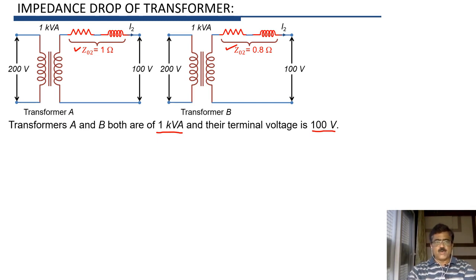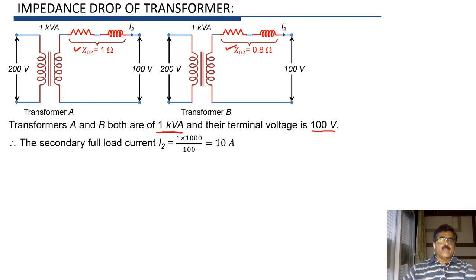Let us see how. So in both the transformers, we can calculate the secondary full load current. So what is the secondary full load current I2? It is kVA rating, that is 1 into 1000 divided by secondary terminal voltage V2, that is 100. So it is equal to 10 ampere. So in case of transformer A, secondary full load current I2 is 10 ampere, and in case of transformer B also, secondary full load current is 10 ampere.